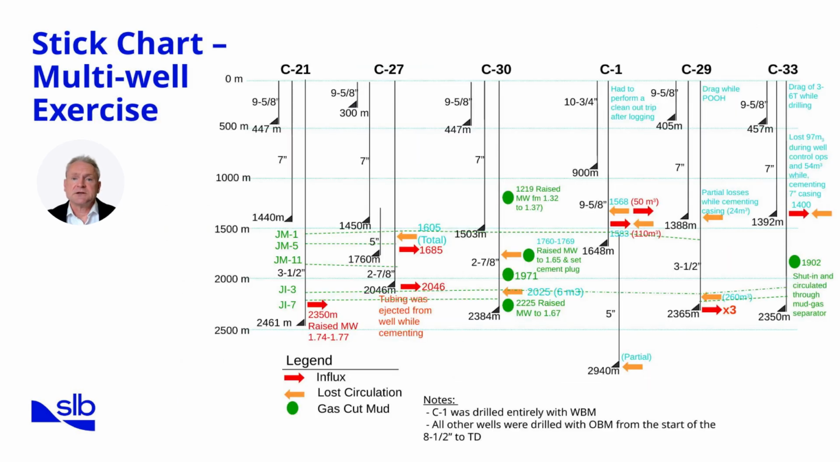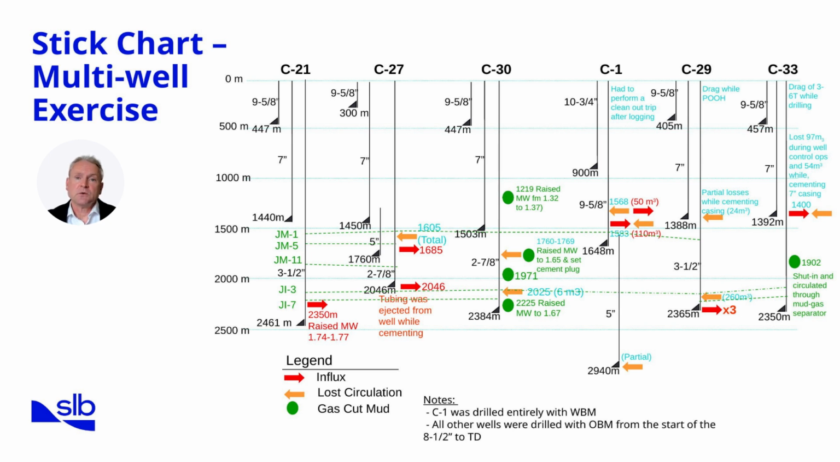Here we see a stick chart that overlays operational events from several wells in the same field. On the vertical axis we have depth, while across the chart each well is represented with markers showing issues such as influx, gas cut mud, circulation losses, or drag. By comparing multiple wells side by side, we can quickly identify recurring problem zones. For instance, repeated losses while cementing casing at similar depths point to formation-specific issues.